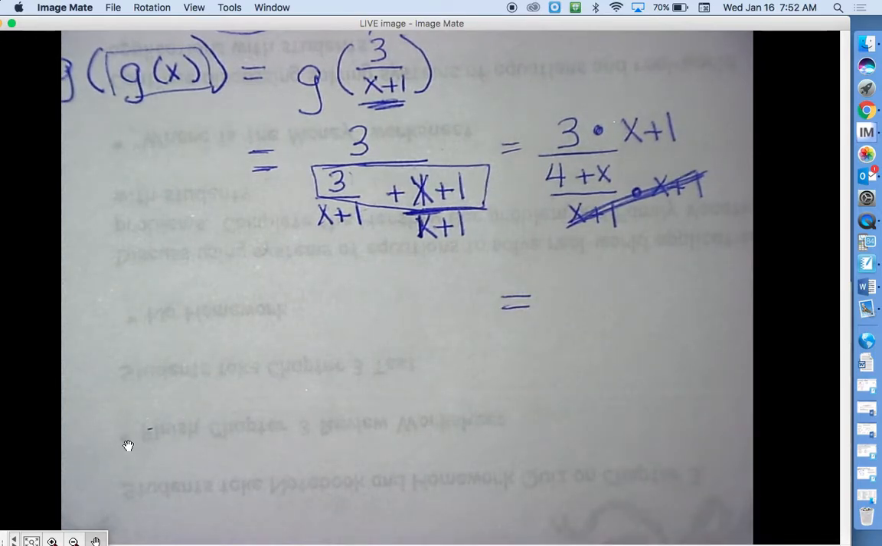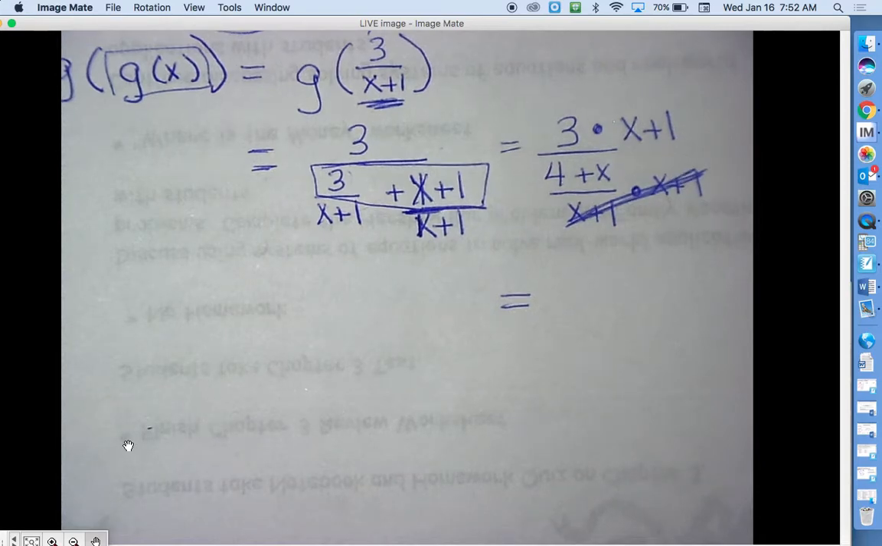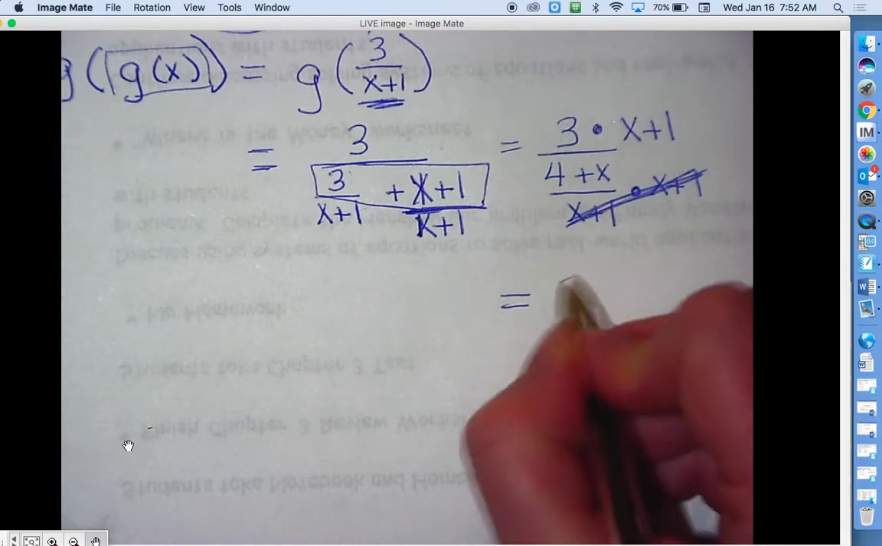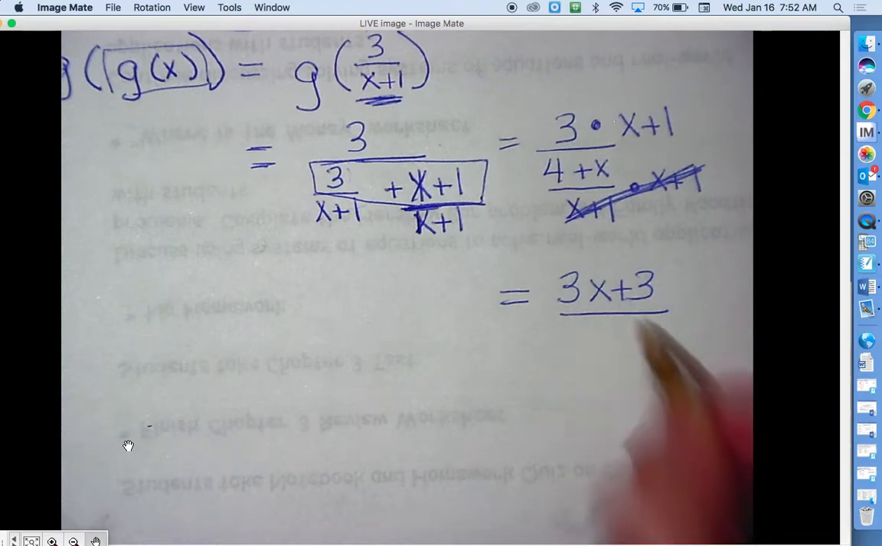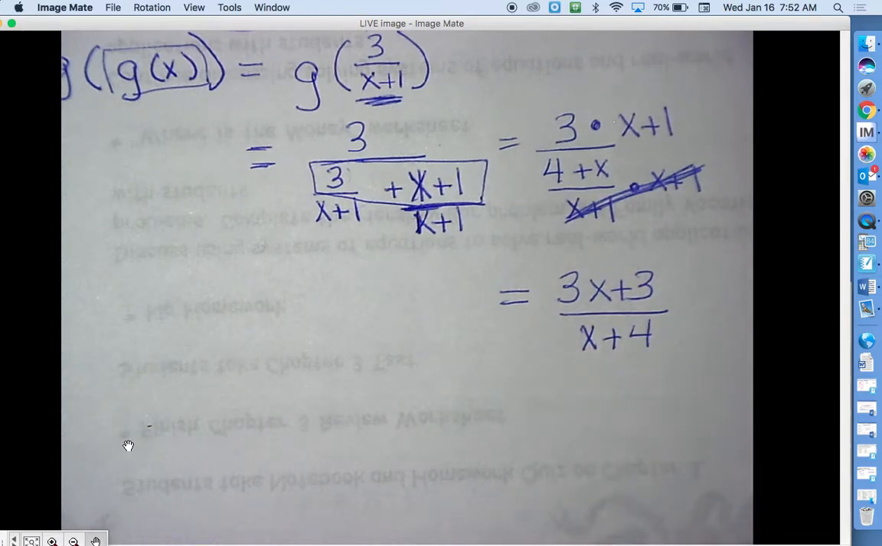And anybody tell me what goes on the top if I have 3 times x plus 1? What does that become? Julian? And then on the bottom, Julian, is now just x plus 4. So that one's definitely a challenge problem. Probably in that, like, if Mrs. Kane gave bonus problems. Questions? Is there any others that you wanted to go over? No.